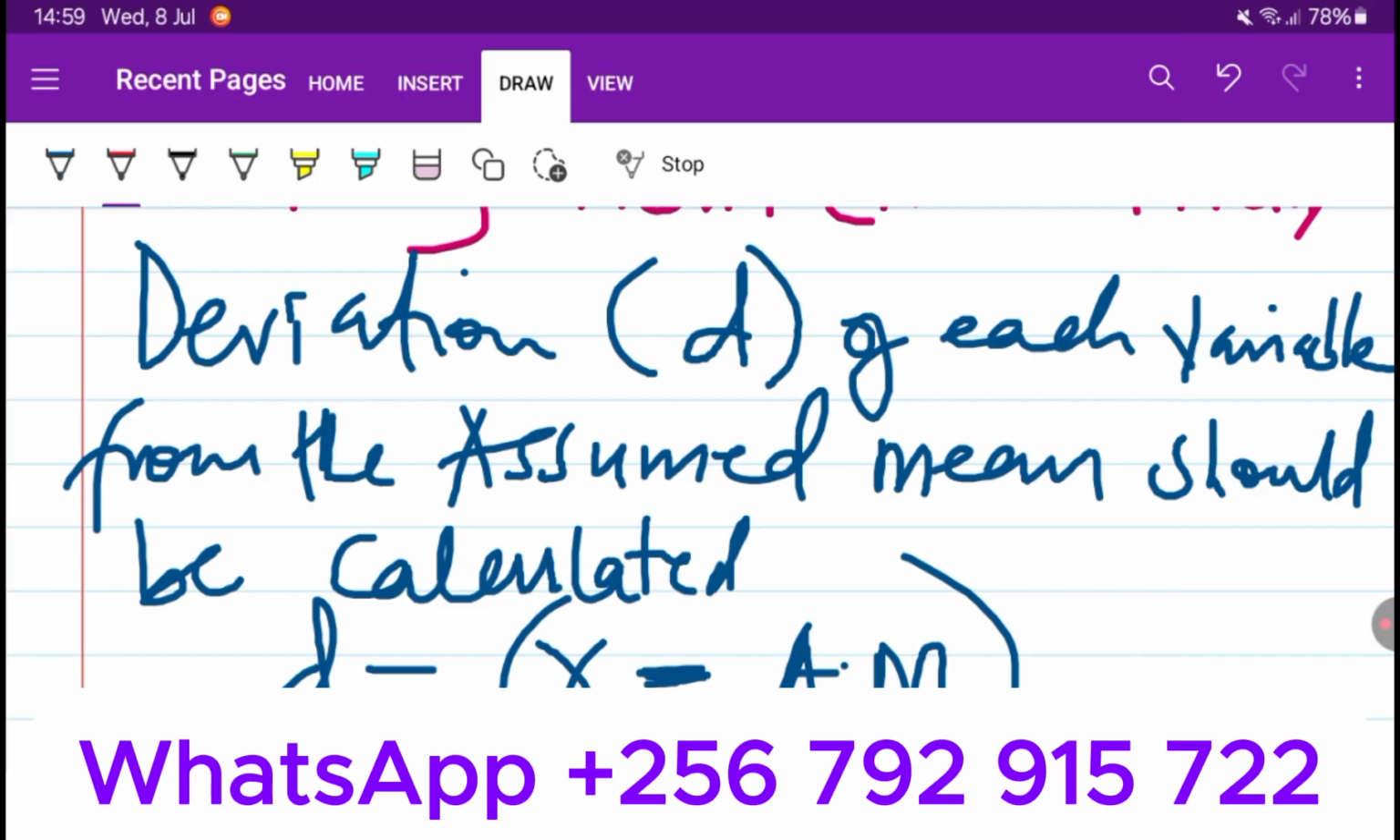So the deviation is very important. The deviation has to be computed, and any value among or outside the distribution can be taken as the assumed mean, because in some questions they may not tell you the assumed mean, but they will tell you to use an assumed mean, meaning you will assume your own value. It can be among the values or it can be outside the values.